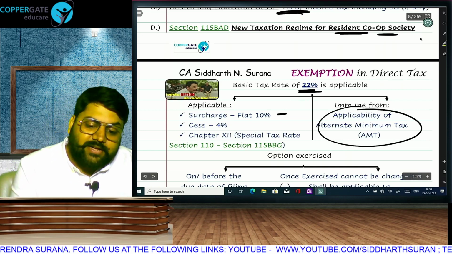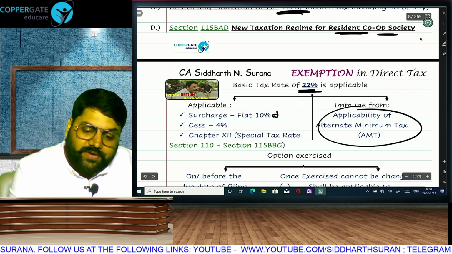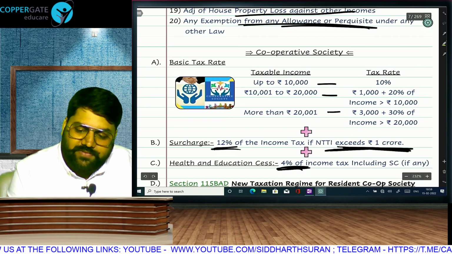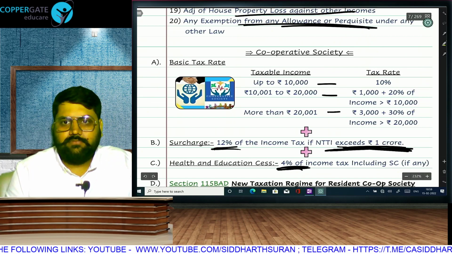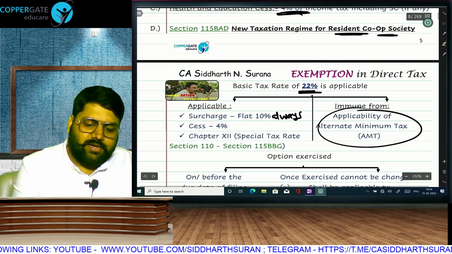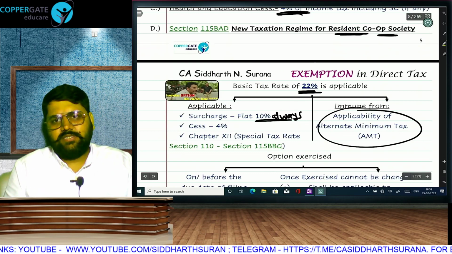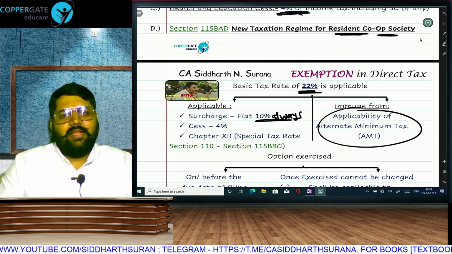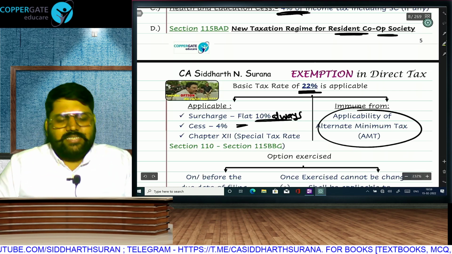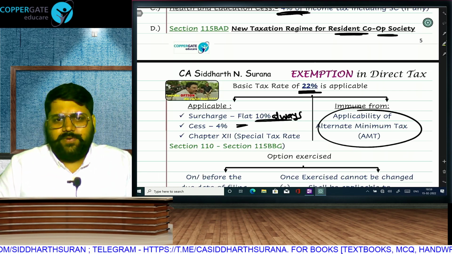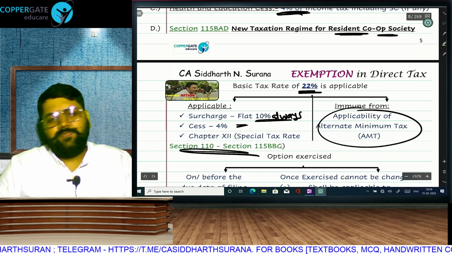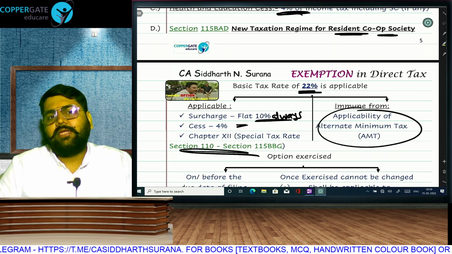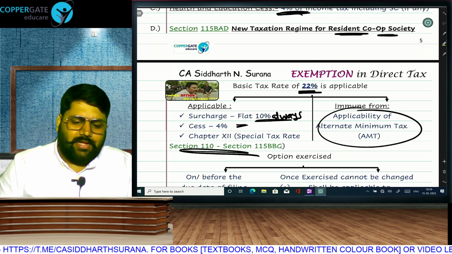Surcharge here will be flat 10% and here surcharge will come always. So observe, for cooperative society, in old regime surcharge came only if income crosses 1 crore rupees. But here surcharge will come always. Fixed rate of surcharge 10%. So 22 will always have. Even if income is 1 rupee, there will be 10% surcharge. Cess, as we are aware, is always applicable anyways at 4%, and special rates will continue to apply. So surcharge, cess will be applicable, special rate will also be applicable, alternate minimum tax will not be applicable.